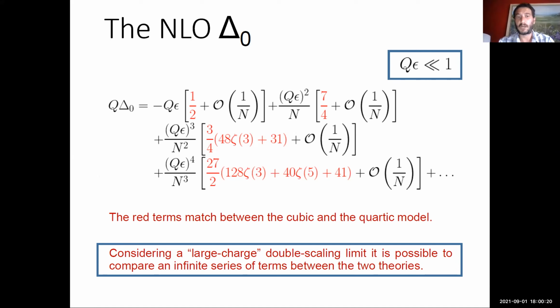What is the moral of the story here? The point is that by considering this type of double scaling limit, it's possible to compare infinite series of terms between the two theories. And this has been done here for this particular case, but can be done in general for other, for instance, conjectured equivalences between two theories. And so these are useful tools to test dual descriptions beyond the first few orders of perturbation theory.